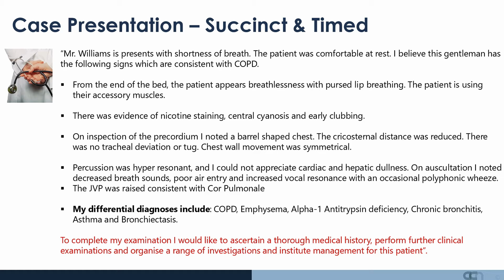Percussion was hyperresonant, and I could not appreciate the cardiac or hepatic dullness. On auscultation, I noticed decreased breath sounds, as well as poor air entry throughout the lung fields, increased vocal resonance, and an occasional polyphonic wheeze. The JVP was raised consistent with cor pulmonale, and differentials include COPD, emphysema, and alpha-1 antitrypsin deficiency or chronic bronchitis. To complete my examination, I would like to ascertain a thorough medical history, perform further clinical examinations, and organise a range of investigations. And the examiner may ask you, what investigations would you like?